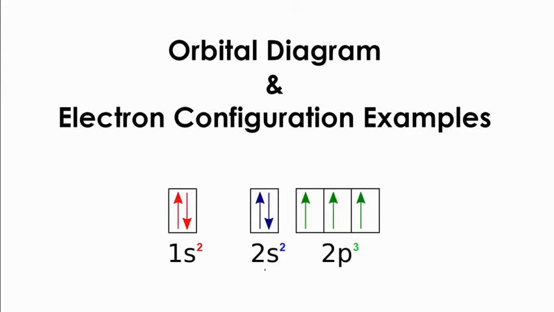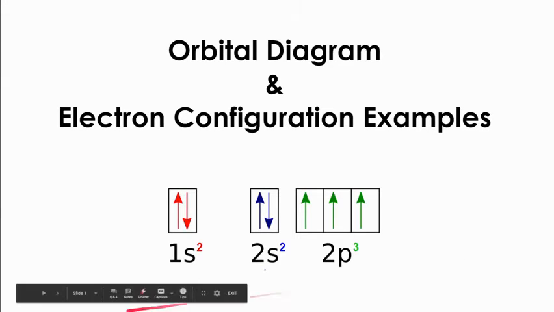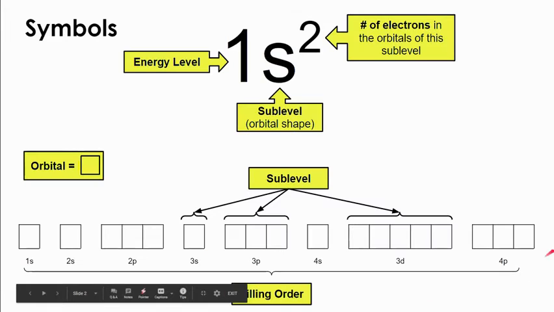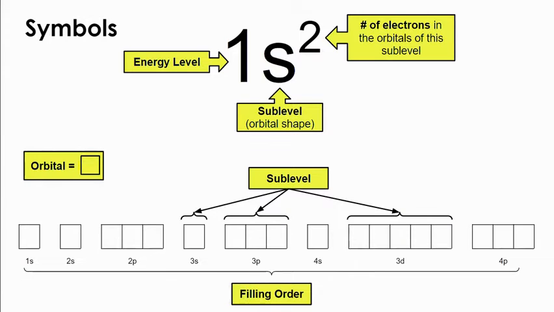This video is going to go through a couple more examples of drawing orbital diagrams and writing electron configurations. The rules for the electron configurations and orbital diagrams really aren't that complicated. I think sometimes what gets in the way are the symbols. So this slide goes through those symbols again really quickly.